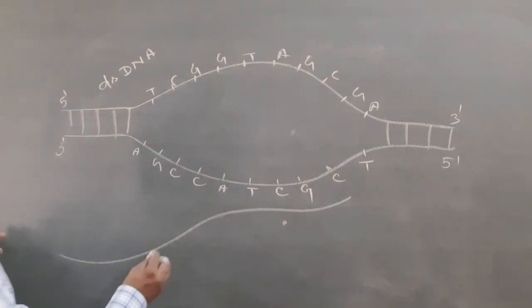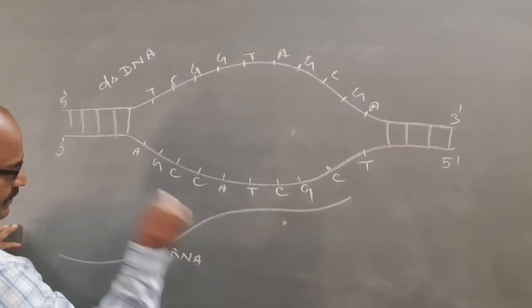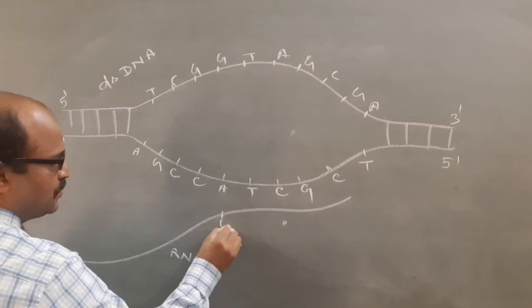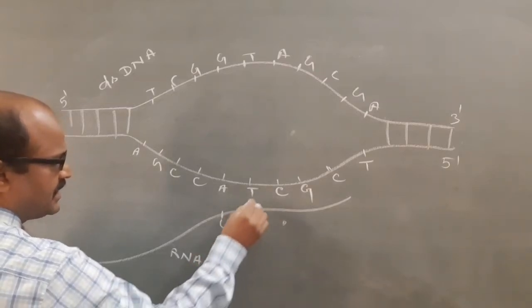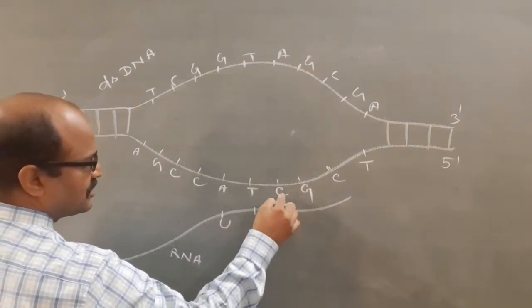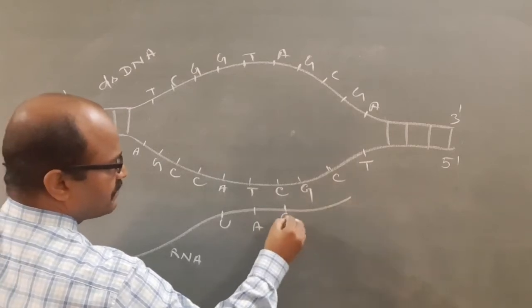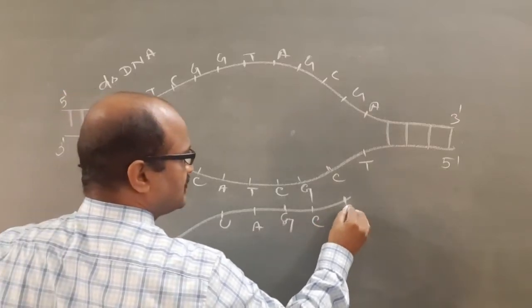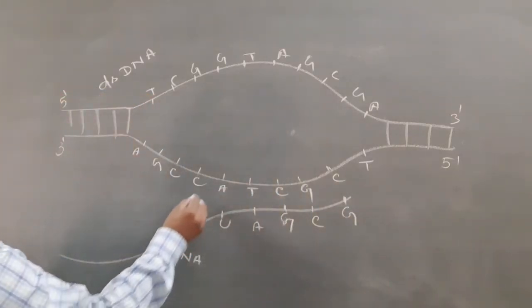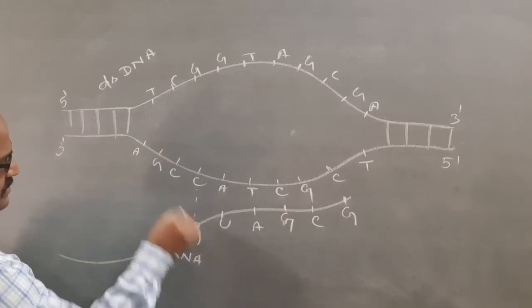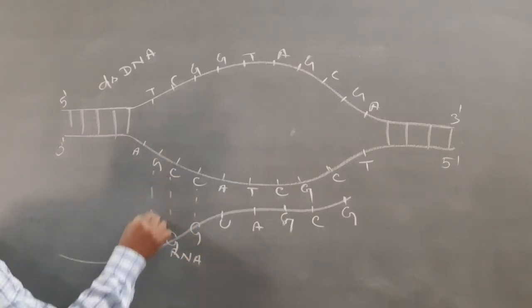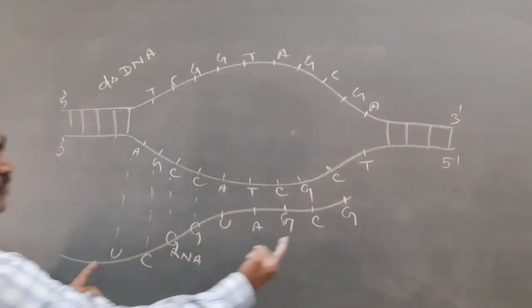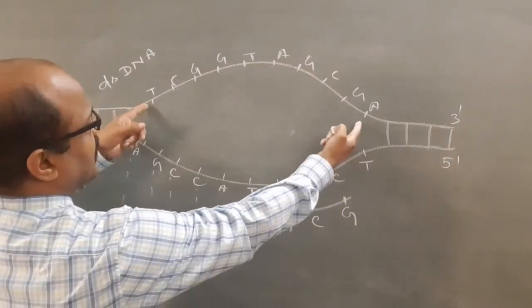Okay. So suppose this is the RNA. Here A means the complementary will be U, T means A in the RNA, G means C, C means G, and this G means C, and C means G. So this sequence will be similar to the sequence of the other strand.